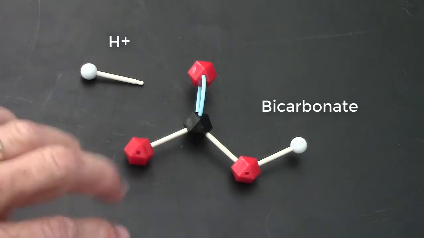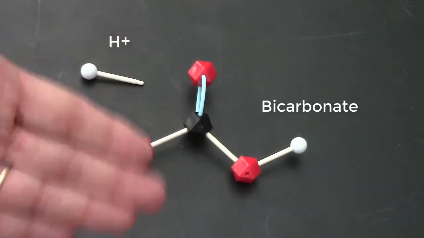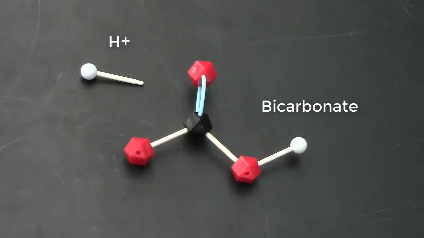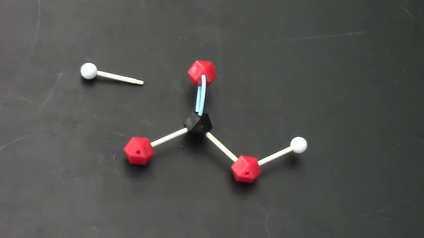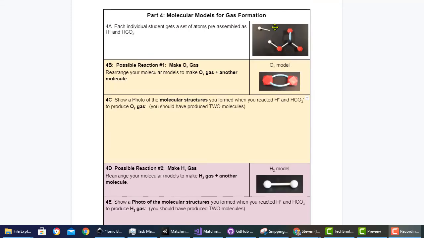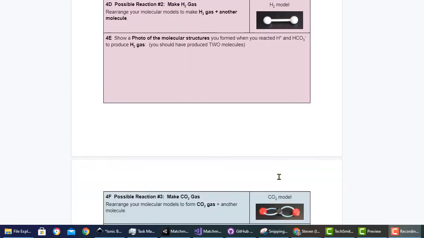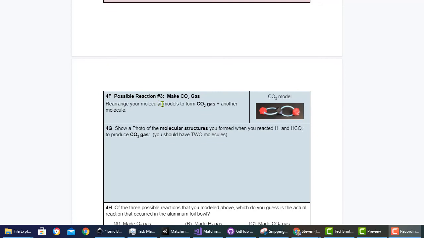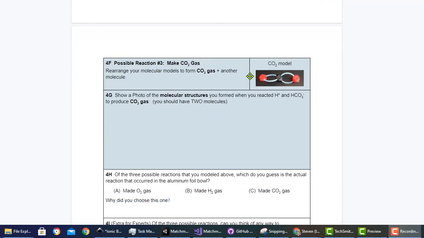Go back to the beginning, then you can try to say, I can make a different gas out of these same atoms, these same reactants. That's the challenge that you're facing. So if you've been following along, possible reaction number 1 is done. But then below that is possible reaction number 2, where you make hydrogen gas, starting with these same molecules, make something different. And possible reaction number 3, make CO2 gas.